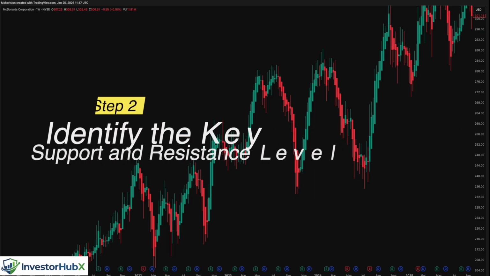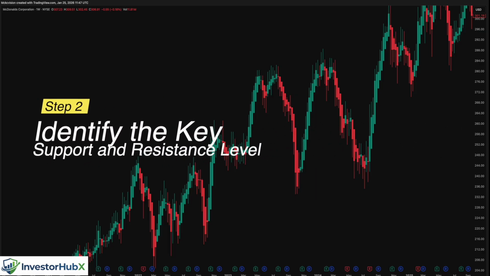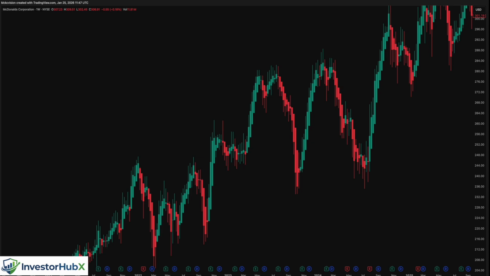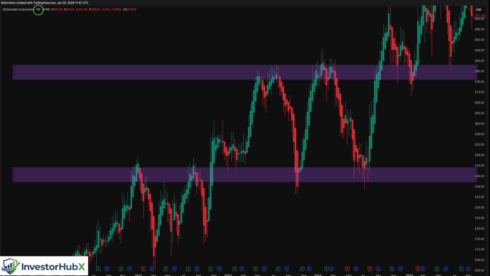Step 2 is to identify the key support and resistance level. Key support and resistance levels on higher time frames are considered high-quality levels. The level here is obvious. We can clearly see swing highs and swing lows, with multiple rejections at this price in the past. This is a very high-quality setup, because previous resistance has turned into new support. This concept is known as role reversal.